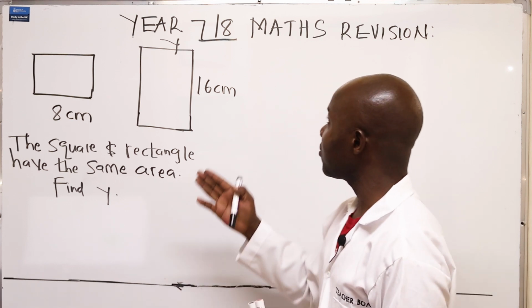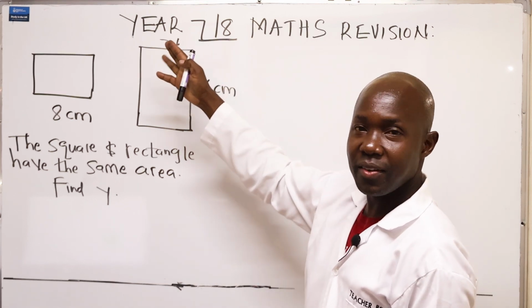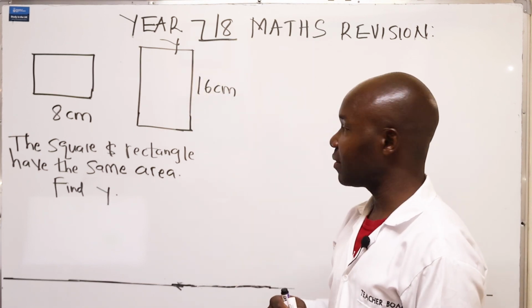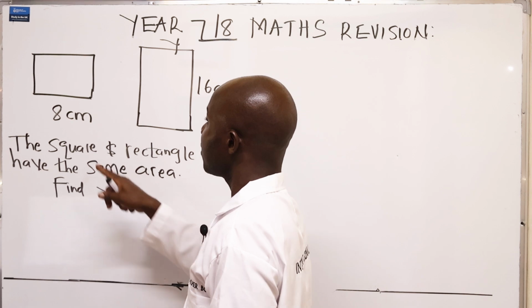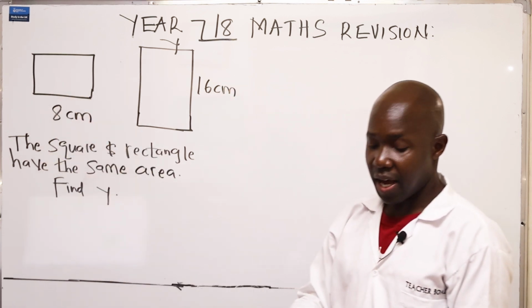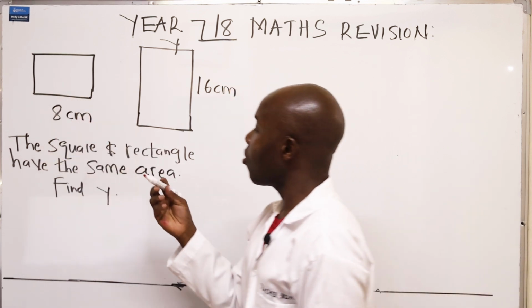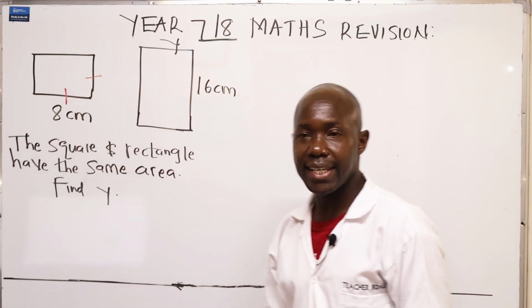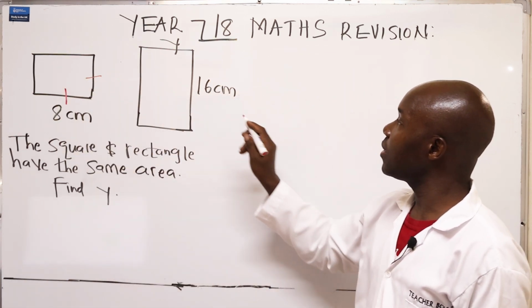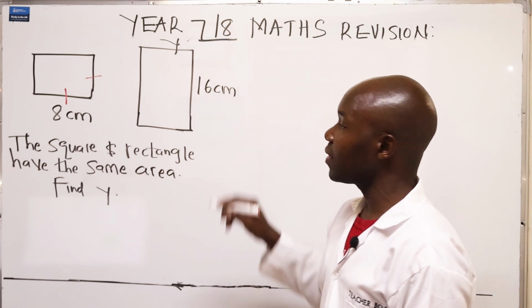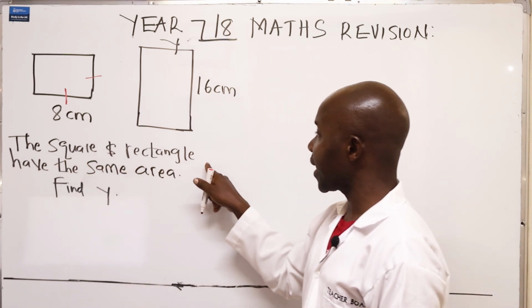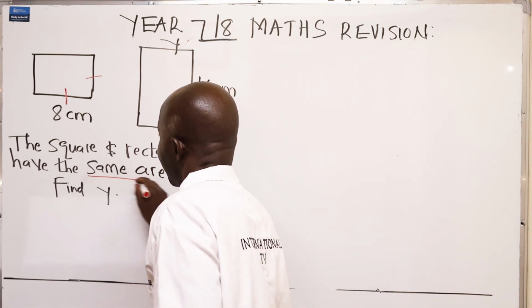So today I want us to go through some of the revision questions in your Year 7 and 8 mathematics in the Cambridge system. Now look at this question. We have been given a square, and a square simply implies all the dimensions are the same. So it is 8 and should also be 8. Then we have a rectangle, which is given here as y and 16. Now the question is, the square and the rectangle have the same area.